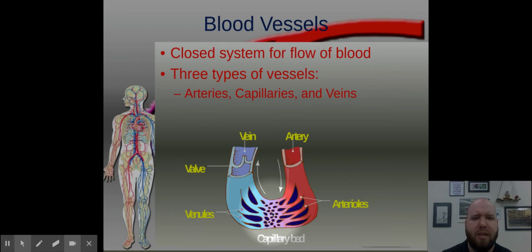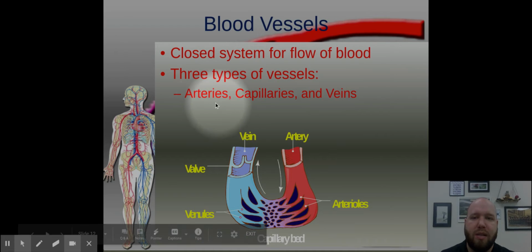The same thing happens: capillary beds are where oxygen and CO2 exchange happen. This is where sugar gets to your cells. Everything happens at capillary beds. The rest of the entire circulatory system is a closed system, which means there's no openings in and out except at capillary beds. That's really important for you to remember.